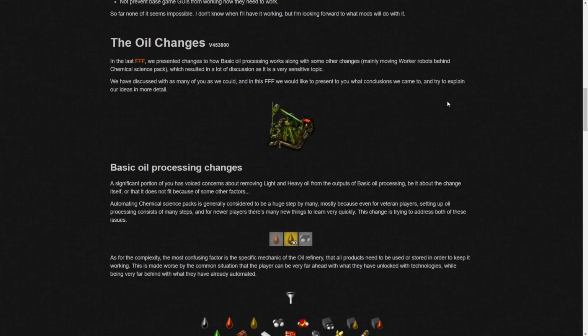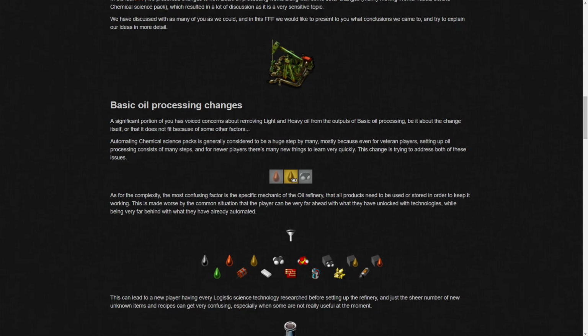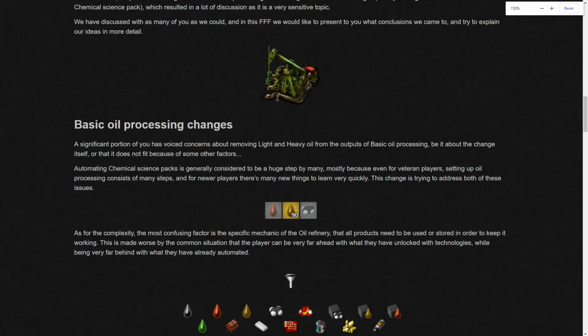So, significant basic oil processing changes. A significant portion of you have voiced concerns about removing light and heavy oil from the outputs of basic oil processing, either about the change itself or that it does not fit because of some other factors. So, automating chemical science is a big step.